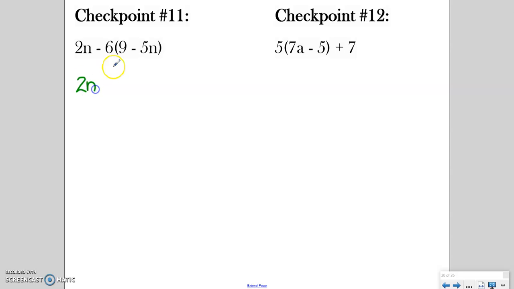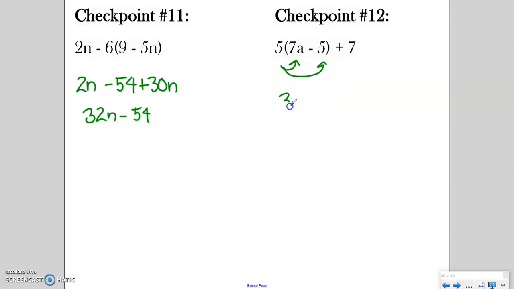So just more examples of this. Again, you got to pay attention to the signs. Don't forget the variable next to the coefficient. And of course, simplify further by combining like terms. So 32n and negative 54. This one and this. And like I said, if you can draw arrows to help you know what you need to distribute.